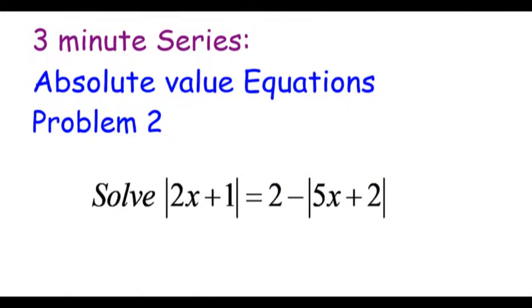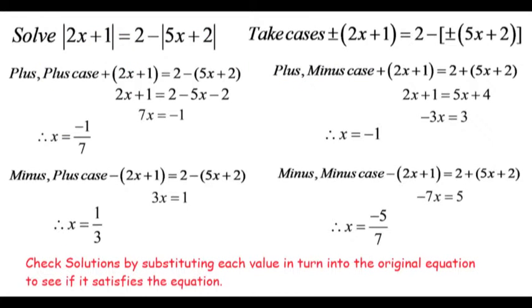We are looking at another in the 3-minute series, the absolute value equation. This is problem number 2, and you can see here we've got to solve the absolute value of 2x plus 1 equals 2 minus the absolute value of 5x plus 2. So it's actually a double absolute value equation. So let's have a quick look. What have we got to do? Well, obviously, this is the problem here.